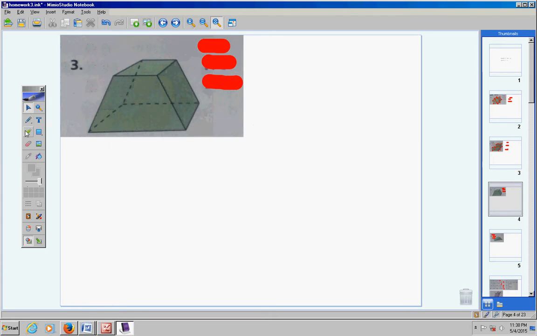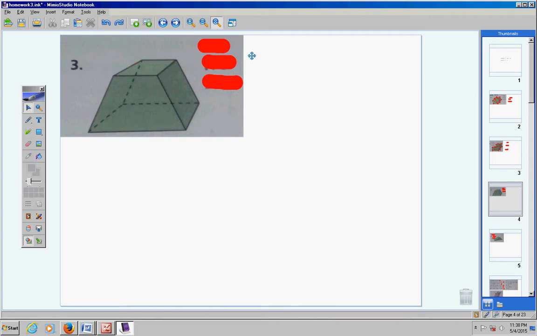Alright, number 3. We have a front right there and a back right here. That's 2, okay? Don't forget that. Then we have 1 here. Then we have 1 here. And we have 1 right here. And then 1 right here. That's 4. Plus 1 in the front, 1 in the back. That's 6. So we have 6 faces altogether.